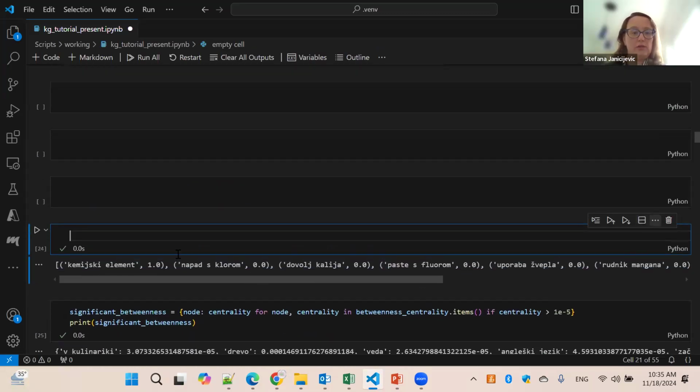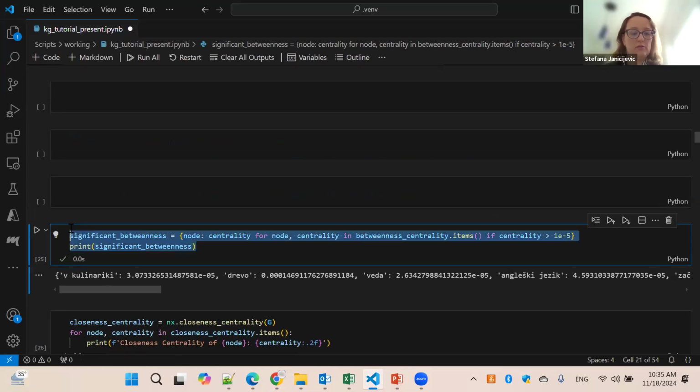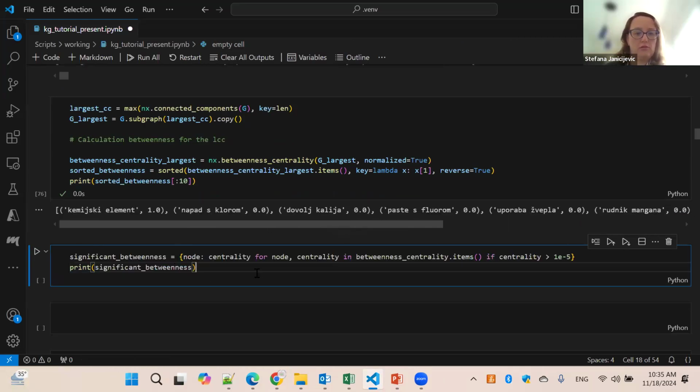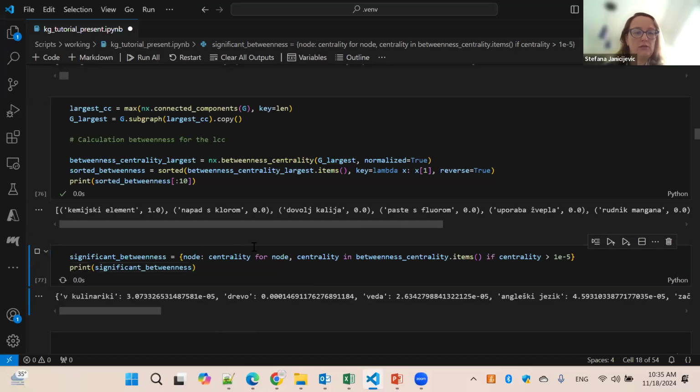I also have here significant betweenness, also much more that we didn't see here, because I typed just 10. So significant betweenness. Also, you can see it's so small, but it's okay. This could be really significant, with centrality greater than 10 to the minus 5. So this is a dictionary structure. Create a dictionary that only includes nodes with a centrality value greater than 10 to the minus 5. So 5 zeros 1.